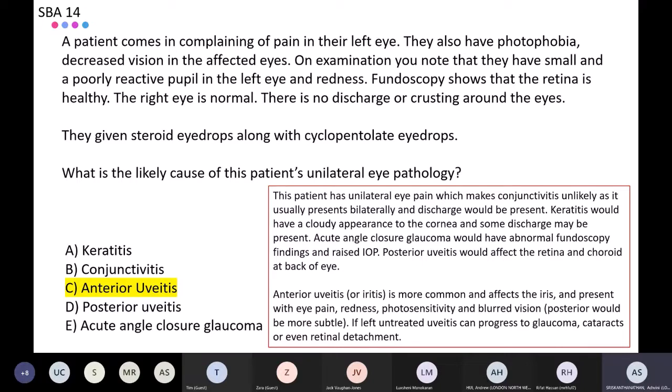So anterior uveitis is also known as iritis. It's more common, and it affects just the iris of the eye. It presents with eye pain, redness, photosensitivity, and blurring of the vision, mainly because your iris can't contract, so your pupils aren't contracting. It tends to be a bit more constricted because of the inflammation. And if it's left untreated, it can progress to things like glaucoma, cataracts, or even retinal detachment eventually.